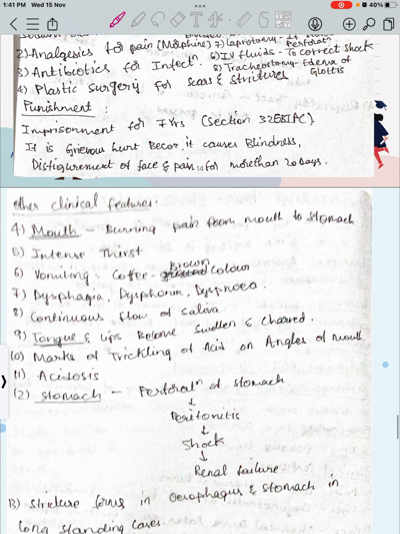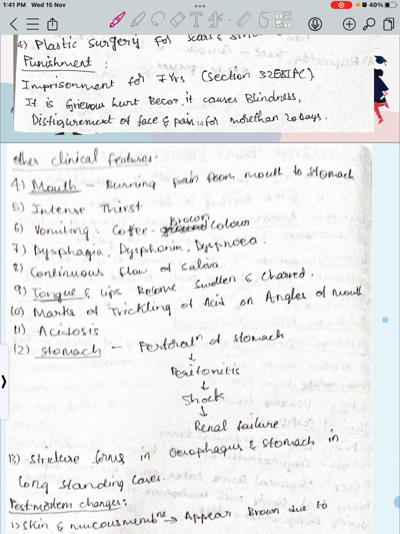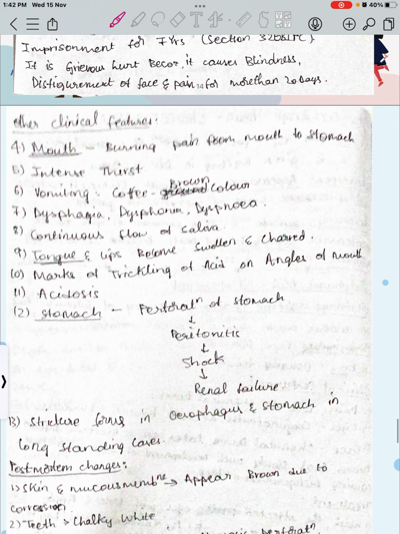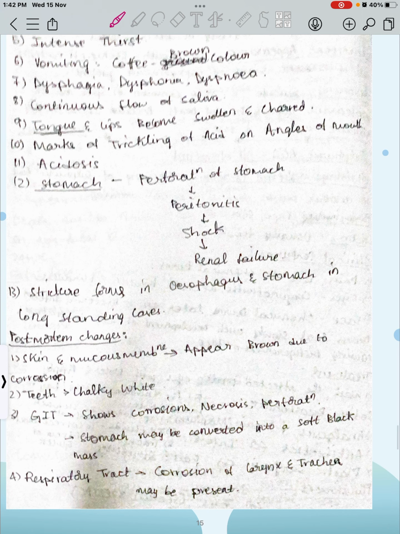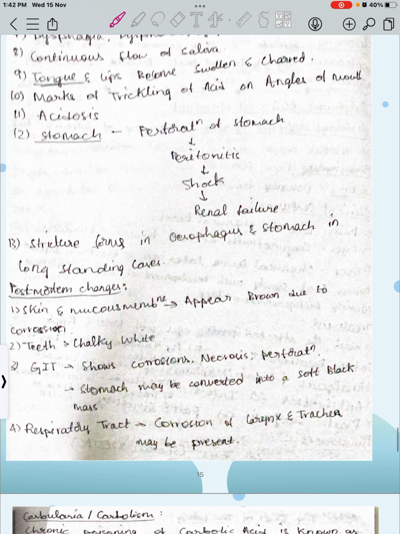Other clinical features include mouth: burning pain from mouth to stomach, intense thirst, vomiting. Vomiting is coffee brown in color, dysphagia, dysphonia, dyspnea, continuous flow of saliva, tongue and lips become swollen and chapped. Marks of trickling of acid on angles of mouth, acidosis. Stomach: perforation of stomach, peritonitis, shock, and this finally leads to renal failure. Stricture forms in esophagus and stomach in long standing cases.